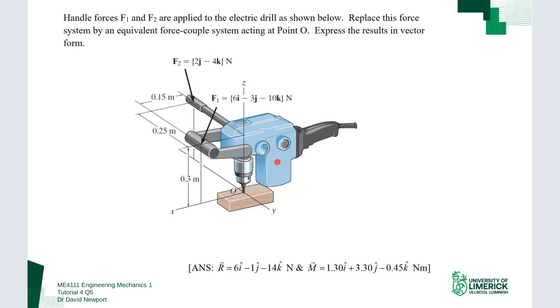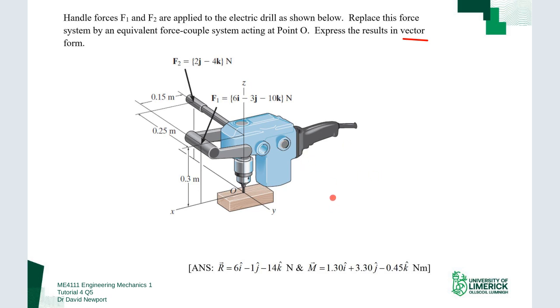What we have is this drill that is acting on this piece of wood, and the bit is making contact at point O. And we're asked to replace the forces shown on this by an equivalent force couple system acting at this point O. And we're told to express our results in vector form. With all this stuff, you should be very comfortable working with vectors at this stage, and it should be becoming second nature just to express everything in terms of vectors.